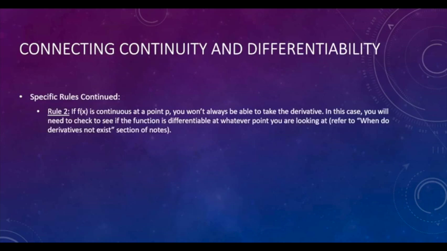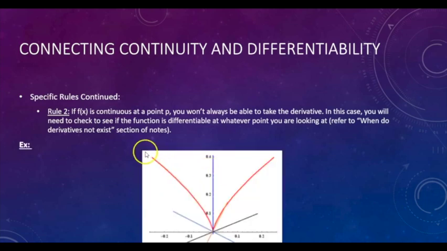Our next rule: if f of x is continuous at a point P, you won't always be able to take the derivative at that point. In this case, you'll need to check to see if the function is differentiable. For example, this function right here is continuous. You can draw it without ever having to pick up your cursor or pencil or pen. However, at x equals 0 right here, there's a cusp. That means you can draw multiple possible slopes here if you were to take the derivative at that point. Because there are multiple possible slopes, it's not differentiable even though it is continuous.